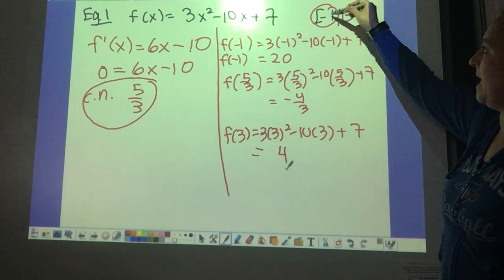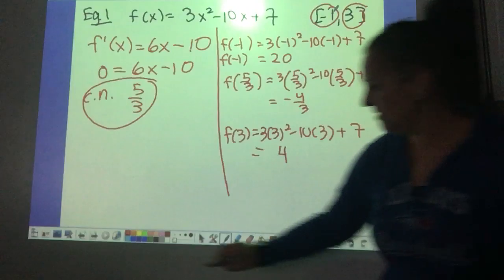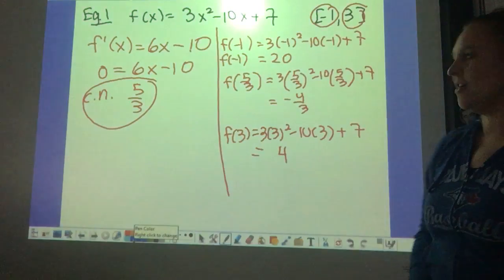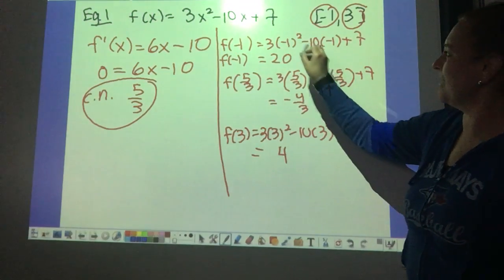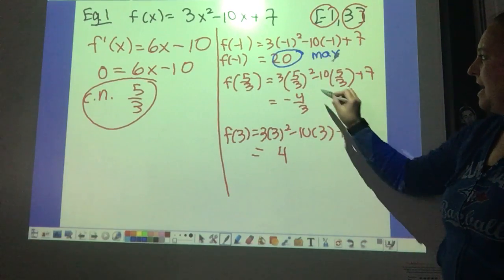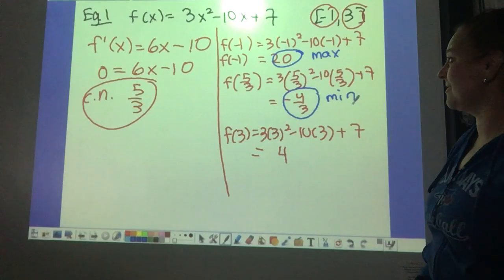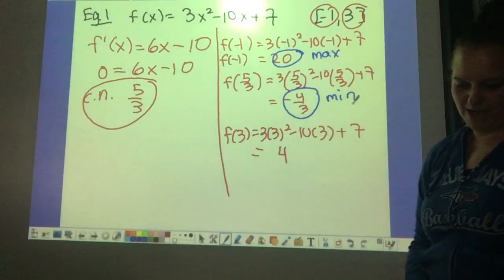Okay, so you test your endpoints and all the critical numbers in the original function. And don't let anyone tell you calculus is hard. We're looking for the biggest number. The biggest number is 20, so that would be where my max is. And the lowest number I have is -4 over 3, so that's my min. Wow, calculus is hard. We're looking for big and small numbers and plug and chug.